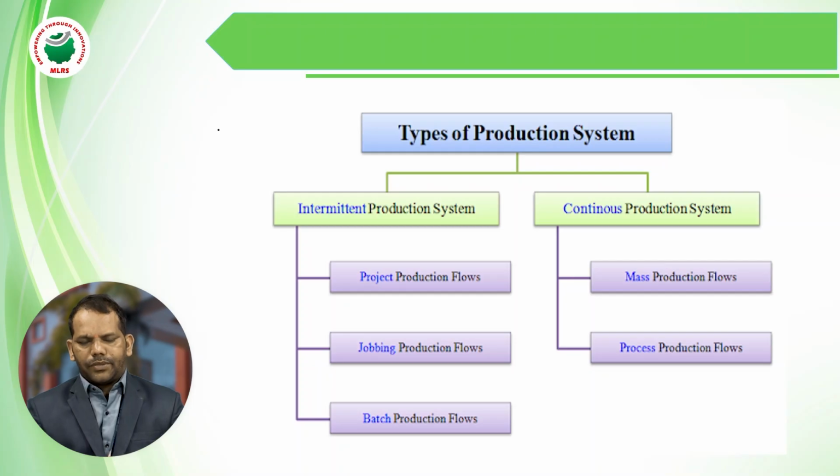Next, types of production system: intermittent production system and continuous production system, project production flows, job production flows, batch production flows, mass production flows, process production flows. These are the types of production systems available in production operation management: job flow, continuous flow, manufacturing, batch flows.